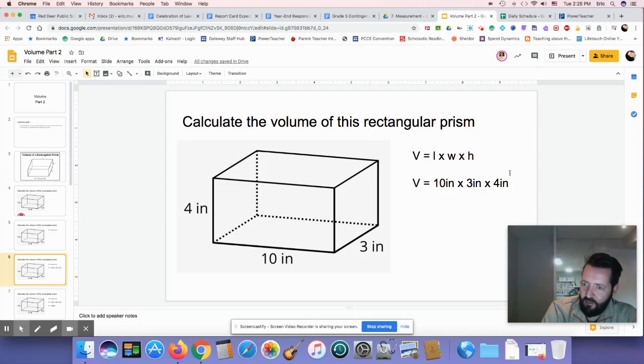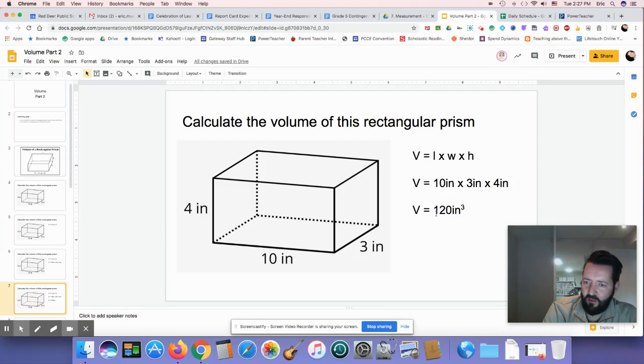Now, in order to do this, lazy mathematicians may reach for a calculator. I'm going to strongly encourage you to see if you can solve these in your head. And a few strategies, you know, I might pick, well, I know that 10 is a really easy number to multiply by, so I might save that one for the end. So I'm just going to go 3 times 4, and I know that that is 12. And then 12 times 10, I know would equal 120 inches cubed. So there we go. There's my answer. I have my units with my three-dimensional measure beside it, 120 inches cubed. So that's how much space this rectangular prism would take up, all right?